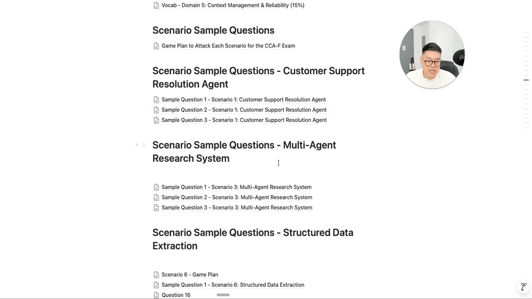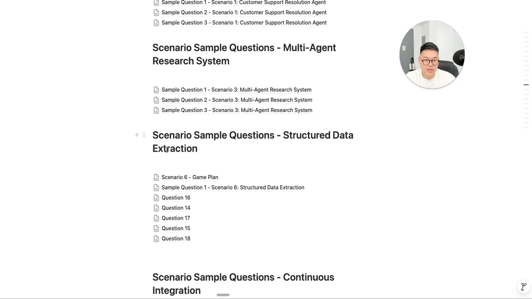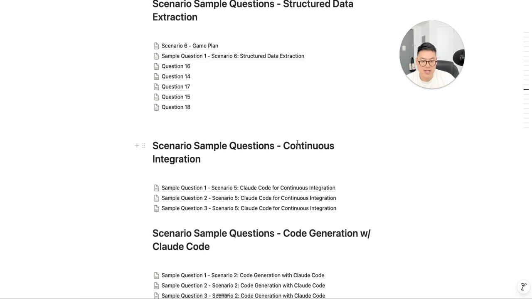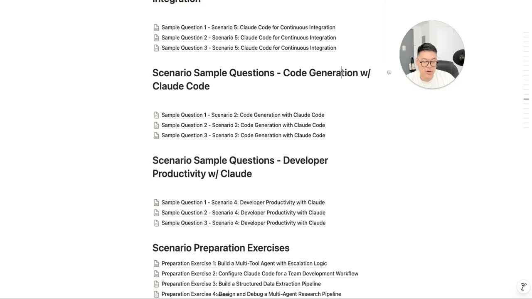Then you have the multi-agent research system. That means multiple agents that are doing the same research at the same time that are not communicating with each other. Then all of that correlates to moving all of that information into structured data extraction. Now that you know this, it makes it easier for you to know the next scenario, which is continuous integration. And then you start learning how to work on the code.